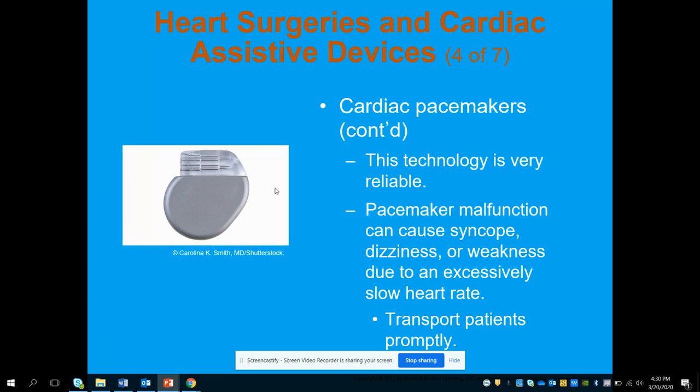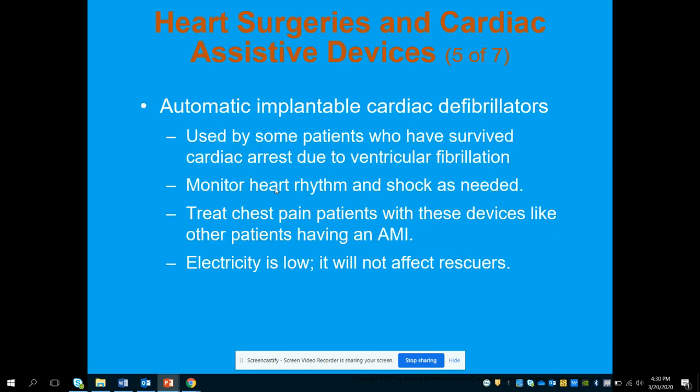So this technology is pretty reliable. The batteries last for a long period of time, some for 3 years, 5 years, and now as we're getting more advanced with technology, batteries are starting to last for decades even before they need to be replaced. If the pacemaker does malfunction and it's not working the way that it should, the patient might experience syncope, dizziness, weakness due to an excessively slow heart rate or other irregularities. We want to call for ALS probably and transport these patients as promptly as possible.